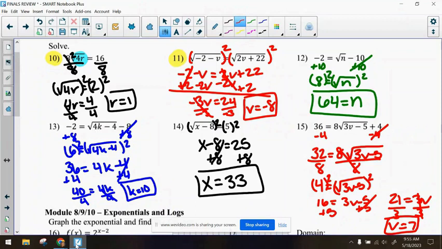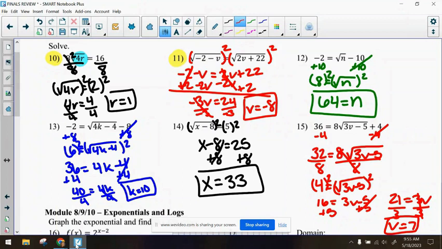Then we divide by 8 to get 4 equals square root of 3v minus 5. Then we're able to square both sides, so we get the equation 16 equals 3v minus 5. And then the 2 steps we need to get v by itself are to add 5 and divide by 3 to get our solution of 7. So that covers module 6-7 in your review.